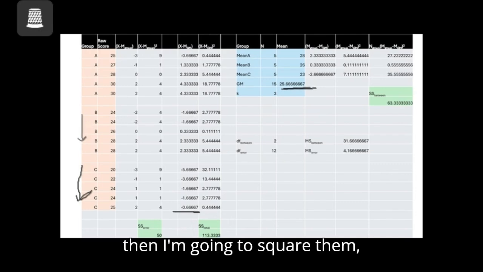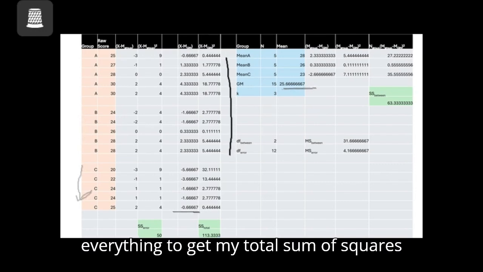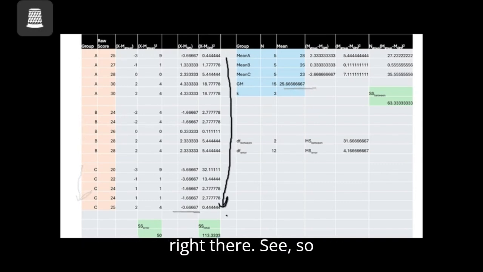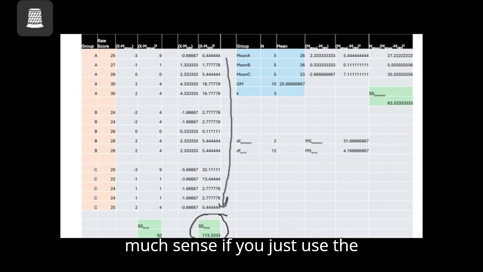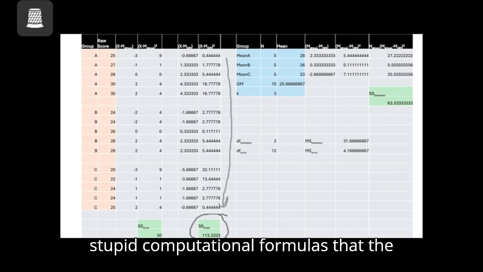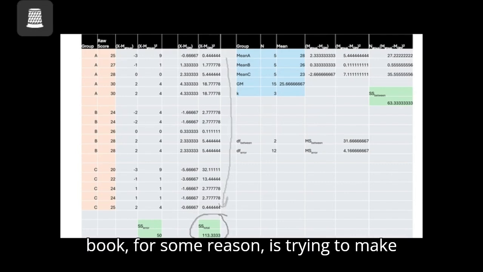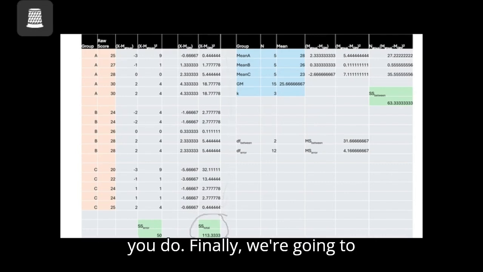And then I'm going to square them just like before, and I add up everything to get my total sum of squares right there. See, so easy, so straightforward. It makes so much sense if you just use the definitional formulas instead of the stupid computational formulas that the book, for some reason, is trying to make you do.